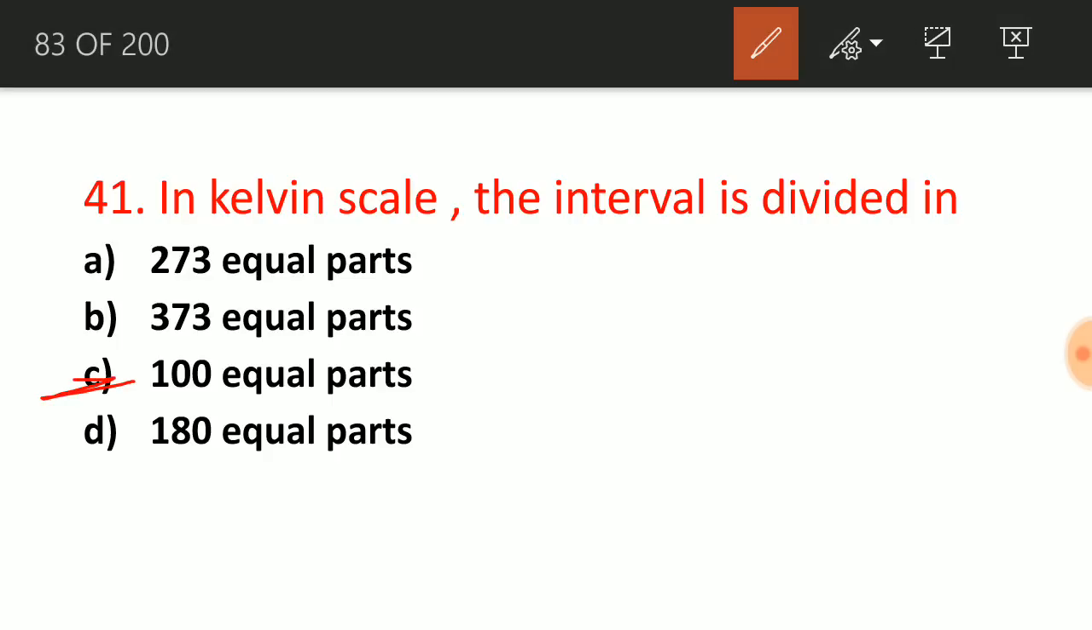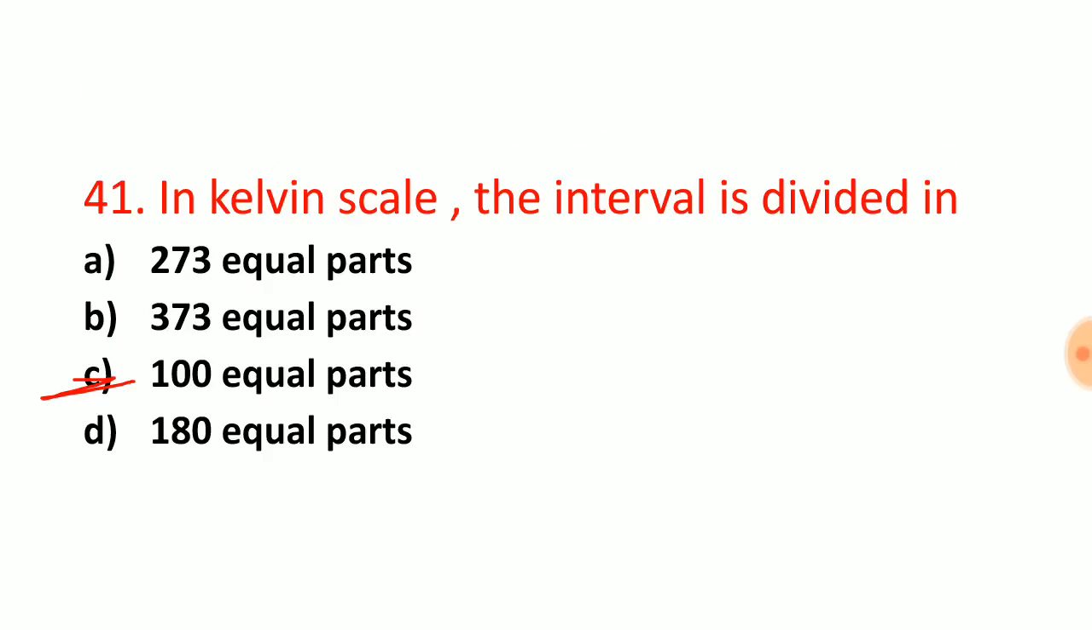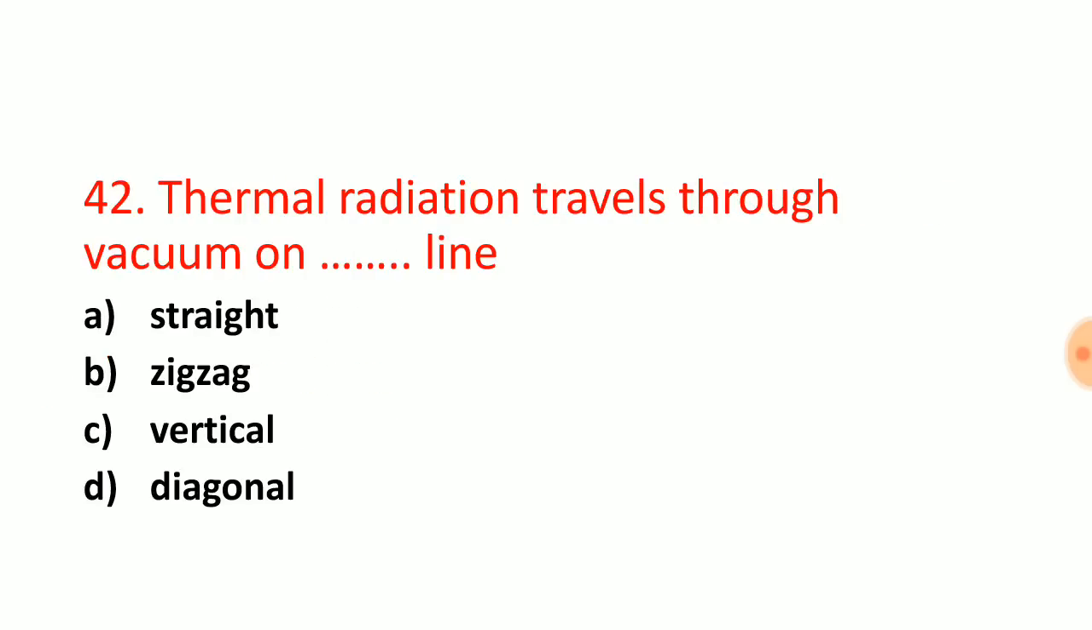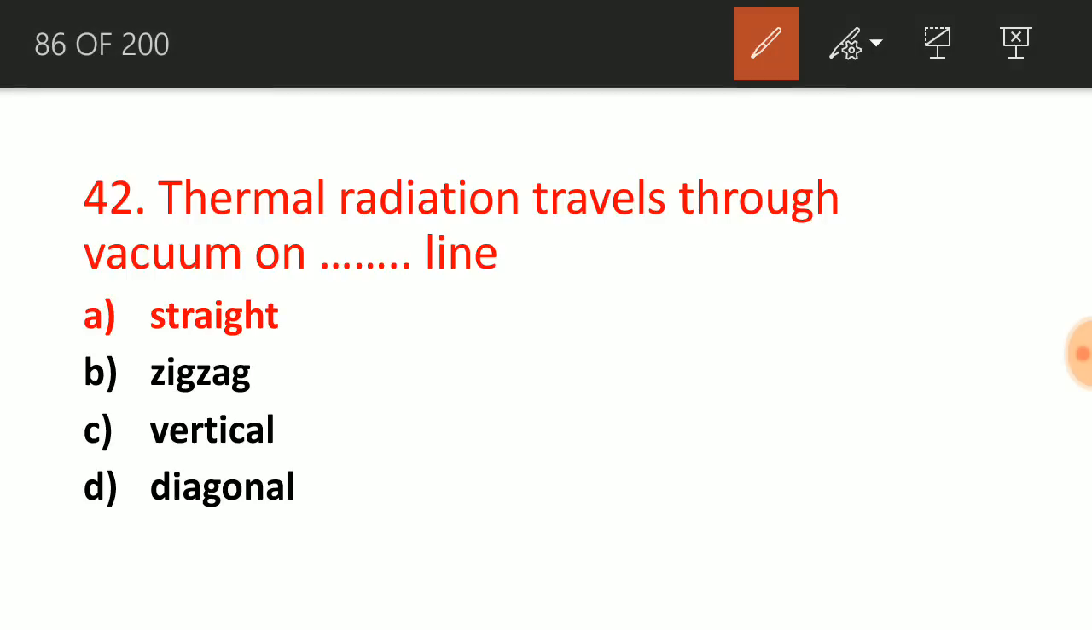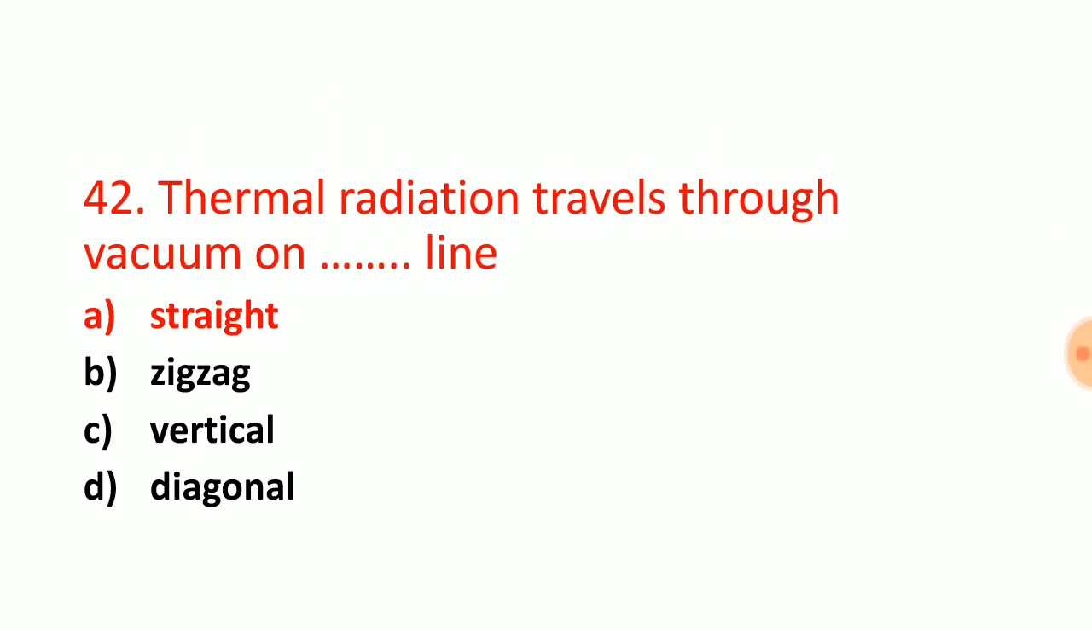In Kelvin, 100 equal parts from 273 Kelvin to 373 Kelvin. So 100 equal parts for Kelvin scale and centigrade scale. Question number 42. Thermal radiation travels through the vacuum in a straight line. Thermal radiation can travel in a vacuum in a straight line without any bending. Thermal radiation means just like heat, just like sunlight.